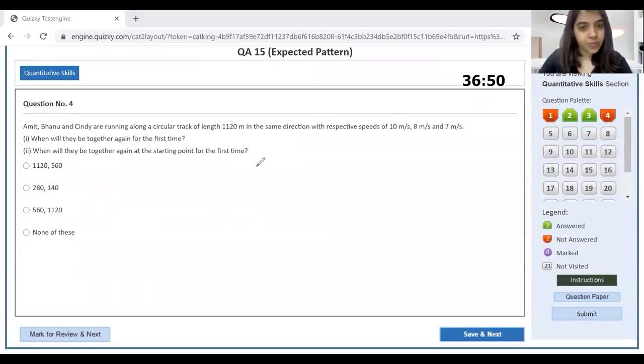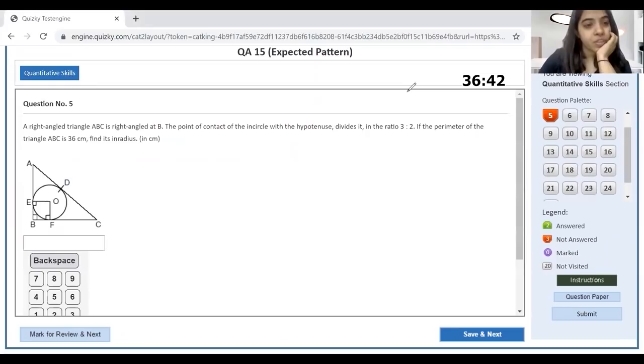Okay, circular track. When will they be together again at the starting point for the first time? I'd rather do this later. Okay, let's do this one.